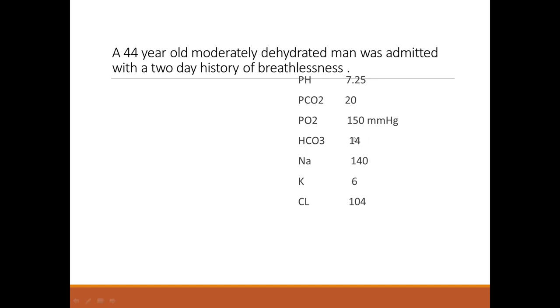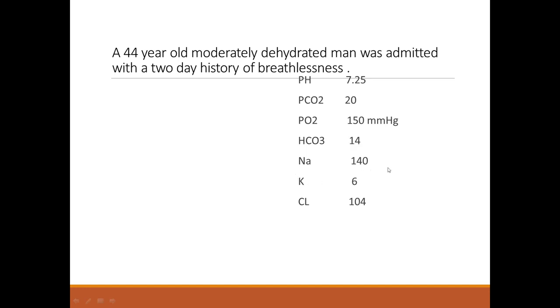At the level of 14 bicarbonate, the drop of bicarbonate is 10, and we know at 10 the PCO2 should be around 27 plus minus 2. The 27 plus minus 2 is 20. The patient's PCO2 is 20, it is more dropped. So we can say a simultaneous respiratory alkalosis is there along with the metabolic acidosis.